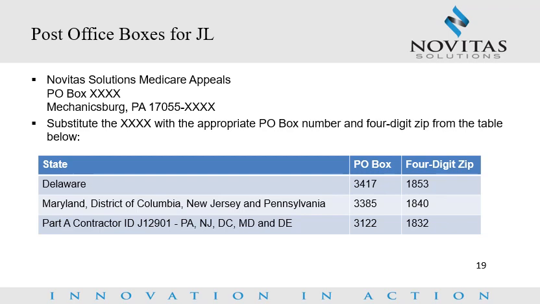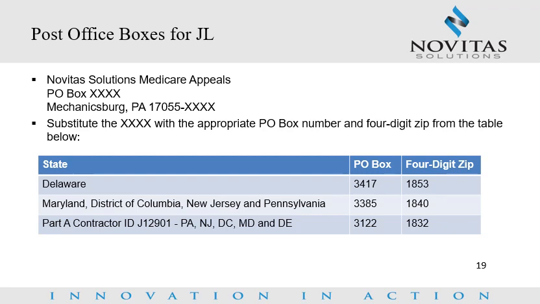You will use Novitas Solutions, Medicare Appeals, PO Box XXXX, Mechanicsburg, PA 17055-XXXX. For the state of Delaware, use PO Box 3417 and the extended 4-digit zip code 1853. For the states of Maryland, District of Columbia, New Jersey, and Pennsylvania, use PO Box 3385 and the extended 4-digit zip code 1840.